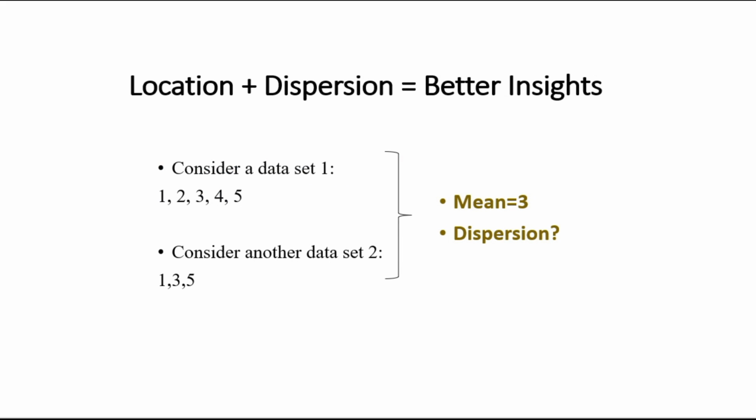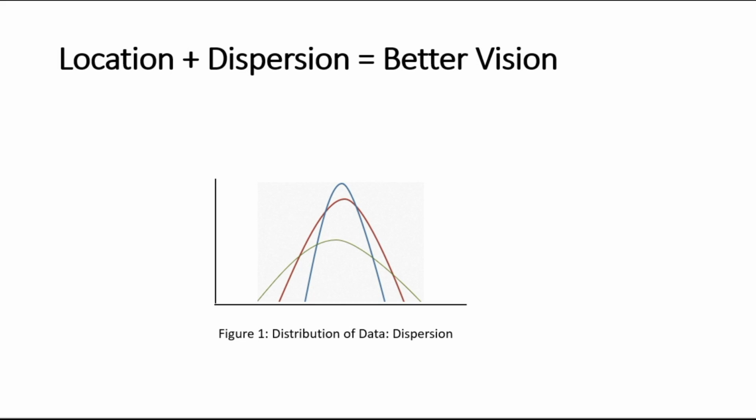Then what is the importance of dispersion? Why is it important to report dispersion along with location? Because it gives us better insight. Like here, for both data set 1 and 2, the mean value is 3, but dispersion is different. In data set 1, the values are only 1 unit apart, while in data set 2, the values are 2 units apart. So variation is more in data set 2 as compared to data set 1, although they both have the same mean value of 3. So location plus dispersion is equal to better insight.